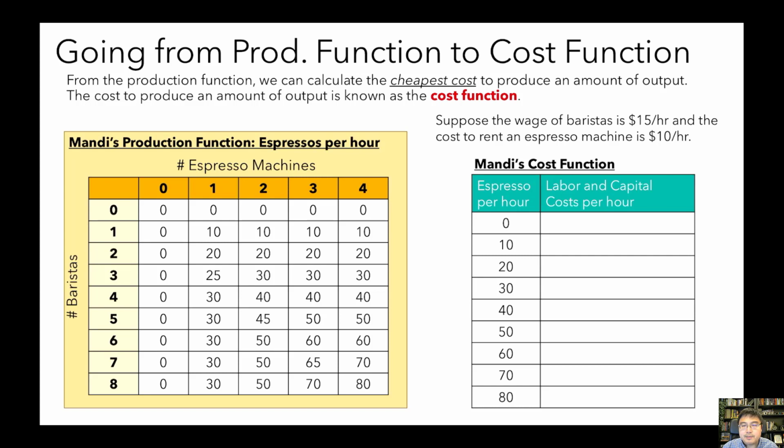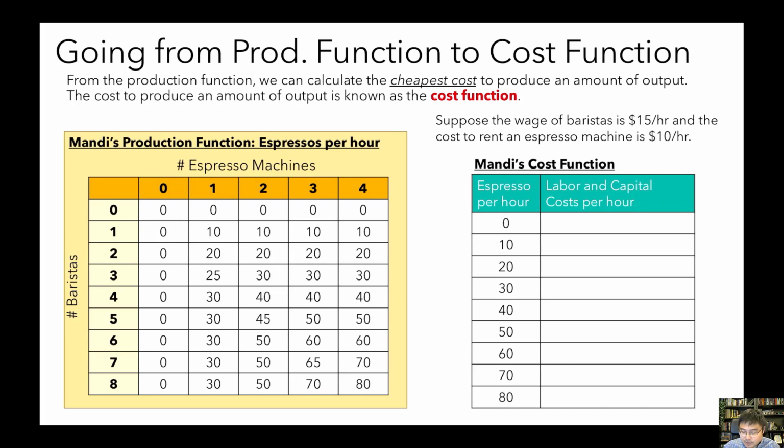So let's do an example. Suppose the wage of baristas is $15 per hour and the cost to rent an espresso machine is $10 an hour. All right, and we're going to go down this table on the right and calculate Mandy's cost function. We're basically going to ask for each amount of output that Mandy might want to make, what is the cheapest cost in order to make that?